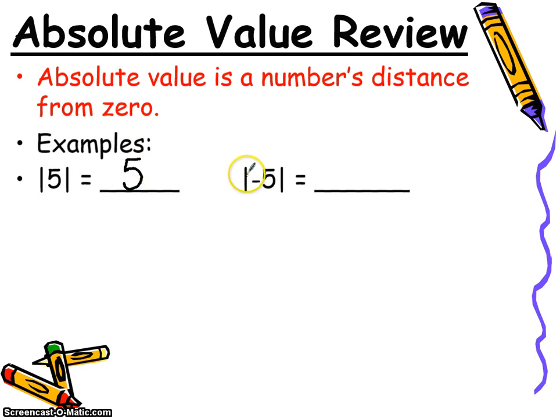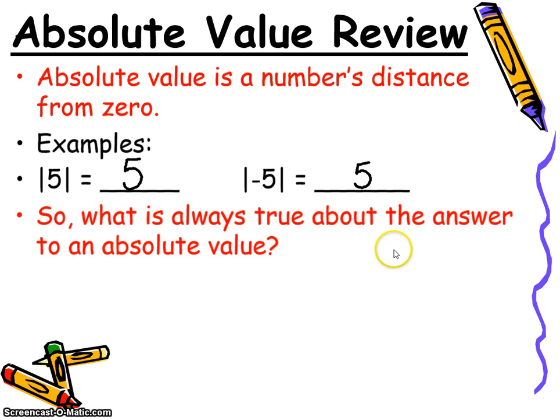Let's look at a second example. The absolute value of -5. In other words, how far away from 0 is -5? Well, -5 is 5 units to the left of 0, so it's equal to 5. Note that both 5 and -5 are the same distance from 0. It's just that +5 is in the positive direction and -5 is in the negative direction.